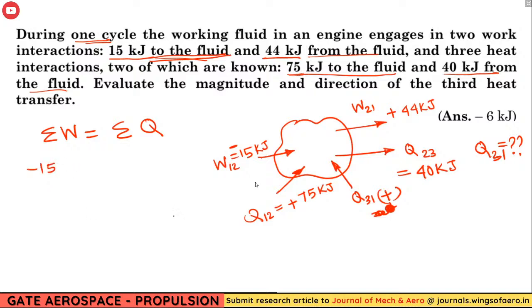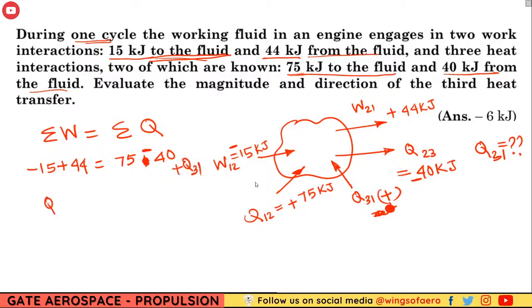Minus 15, all are in the same unit. Look into the unit. 15 plus 44 equals 75 plus 40. Whether it will be plus 40 or minus 40, Q23 will be minus 40. Plus Q31. Find out and tell me the answer you're getting. Minus 6 kilojoule. Are you getting the same answer?